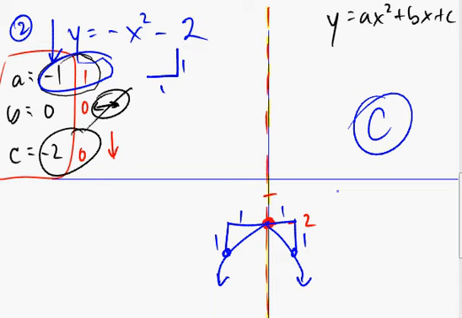Any questions? Anybody get those 2 right, A and C? Wow, the whole class, the entire class. Wow. Oh, Nick, you missed it? Oh, okay. All right, number 3.